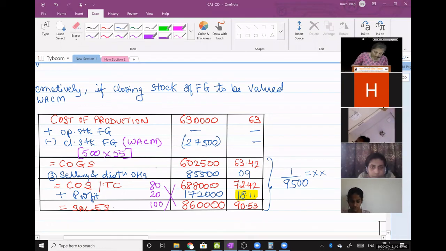Now which answer do I want? I want this answer, 6 lakh 2,500. So type 6 lakh 2,500, press equal to 63.42.